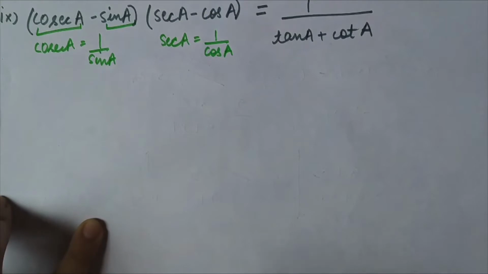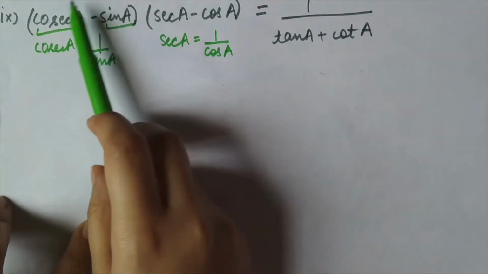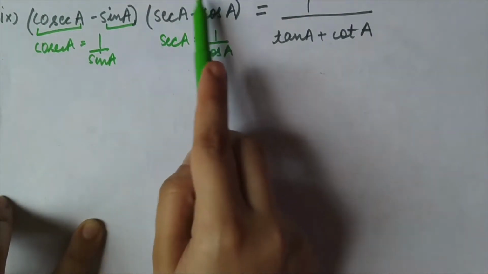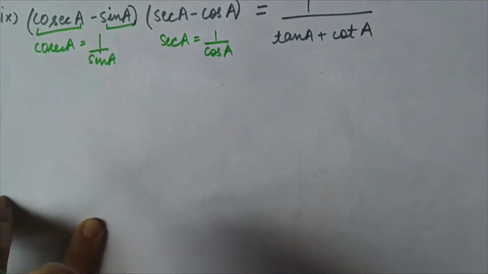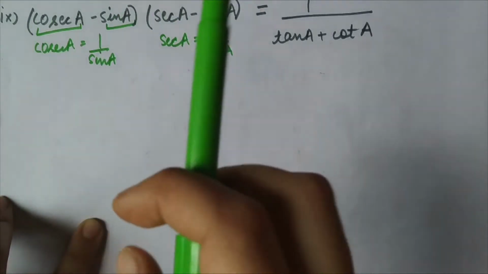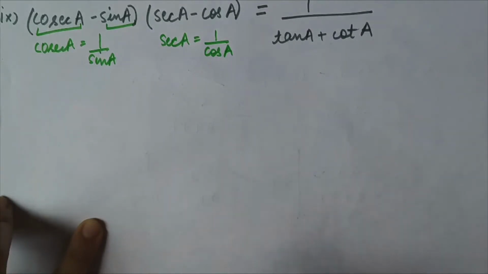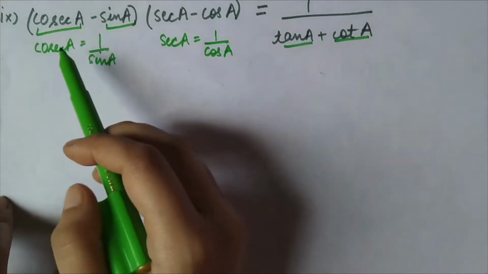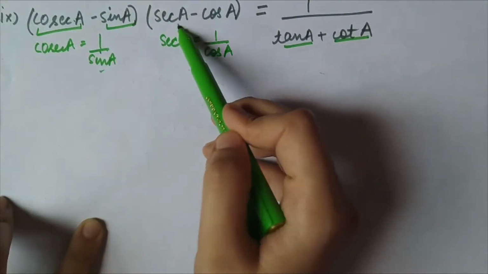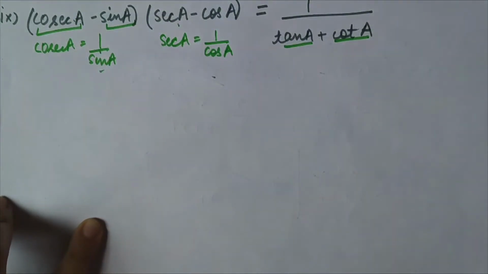What I am trying to do is convert this whole in terms of sine A and this whole in terms of cos A, so that afterwards sine A and cos A have a relation: sine by cos is tan and cos by sine is cot. So we can get something like this. I am converting cosec to sine and secant to cos, so that we have only two terms on the left hand side.